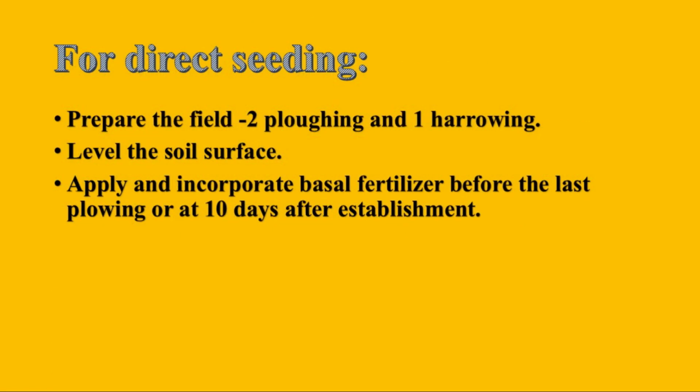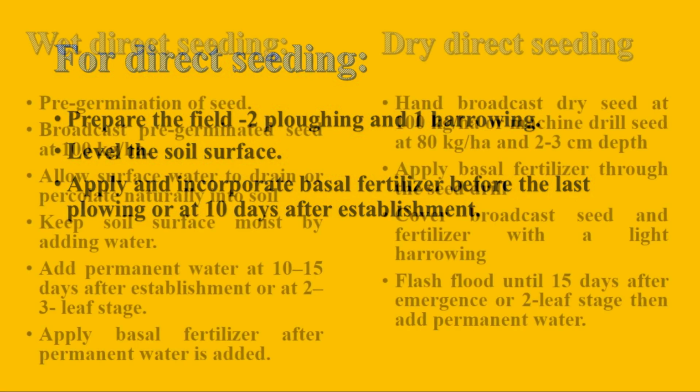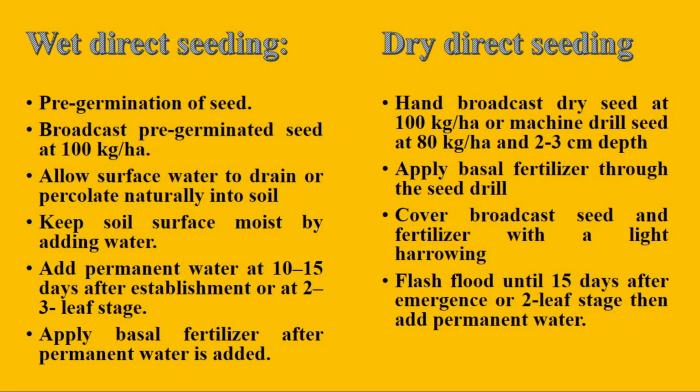For direct seeding, prepare the field by plowing twice and harrowing once. Level the soil surface. Apply and incorporate basal fertilizer before the last plowing or at 10 days after establishment. There are two techniques of direct seeding: wet direct seeding and dry direct seeding.